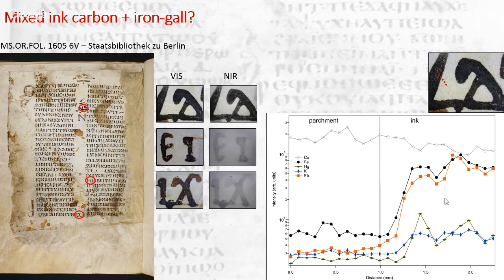But when we did the elemental analysis on that spot, this is what we found. Look at the intensity of iron. It's increasing a lot. So probably this is a mixed ink that was produced mixing carbon and iron gall ink. This we are still able to characterize, but if this mixing would have contained only carbon and plant ink, there would have been no chance to actually be able to identify it.